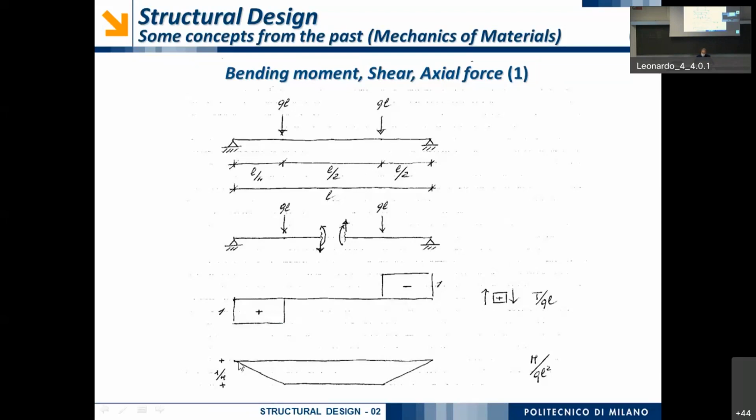Starts from 0 at this point, and it's linear. In the central part, where shear is equal to 0, the bending moment is constant. And in the last part of the beam, where the shear is constant, we have that bending moment is linear.